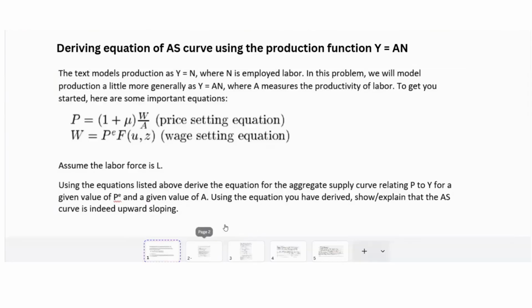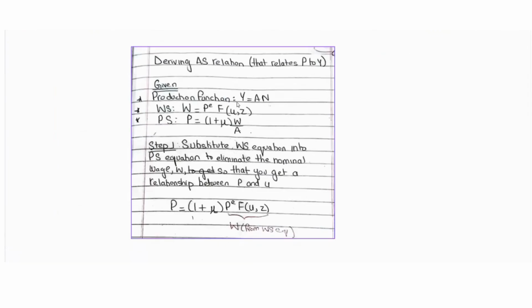We'll follow the exact same steps as before, just keeping in mind the production function is now Y = AN and the PS equation is also different. So for step one, we're given this production function Y = AN, and the WS equation is exactly the same. The PS equation is different because it is derived through the production function, so when you change the production function, the PS equation also changes. Now step one, when we're deriving the AS relation as in the text, is to substitute the WS equation into the PS equation in order to eliminate the nominal wage W, so that we get a relationship between P and u. So in this PS equation, we're just substituting W.